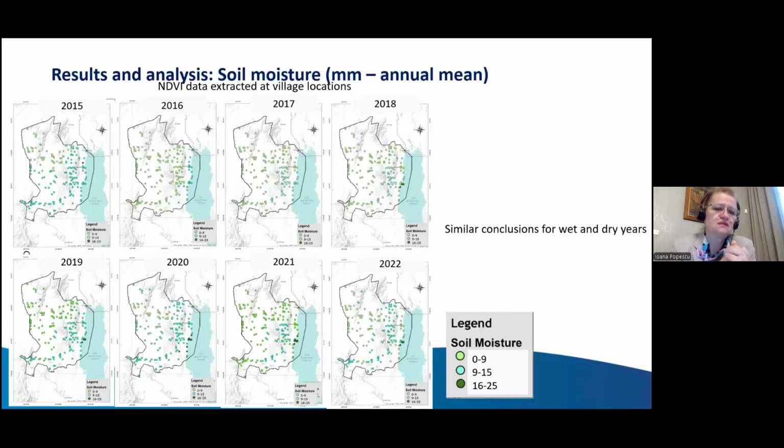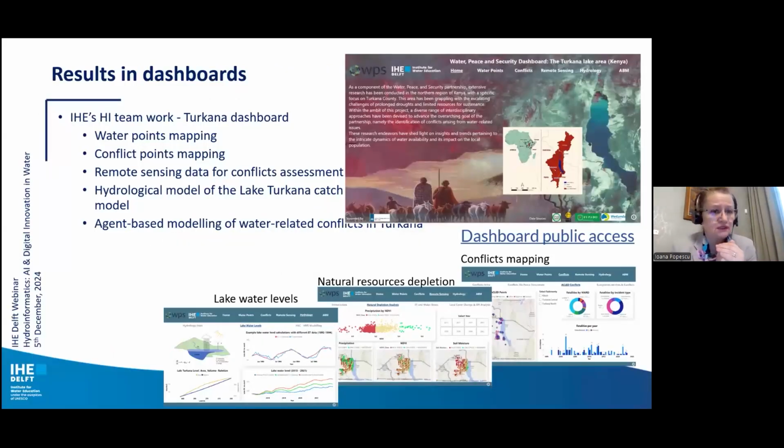And one can see that there is indeed a movement of the population outside of the area where there is depletion of resources. All the data has been integrated in a dashboard that shows the water points that are there, the conflicts, and especially this remote sensing data based natural resources depletion and the modeling of the lake water levels.